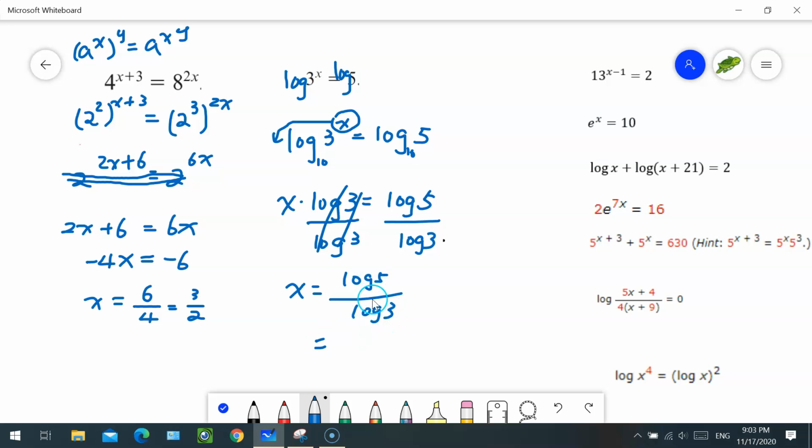And then you just type these two numbers into the calculator. So when we have log 5 divided by log 3, it gives us approximately x is equal to 1.4650.